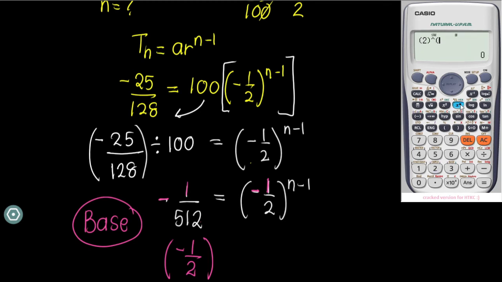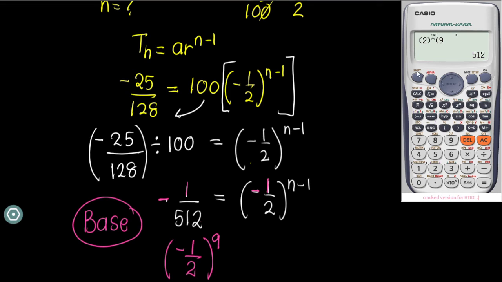2 to the power of 8, we get 256. Okay, the 1, not 8. 2 to the power of 9, yes, we get 512. So, 2 to the power of 9. Now, you check back. Again, key in this entire thing in the calculator.